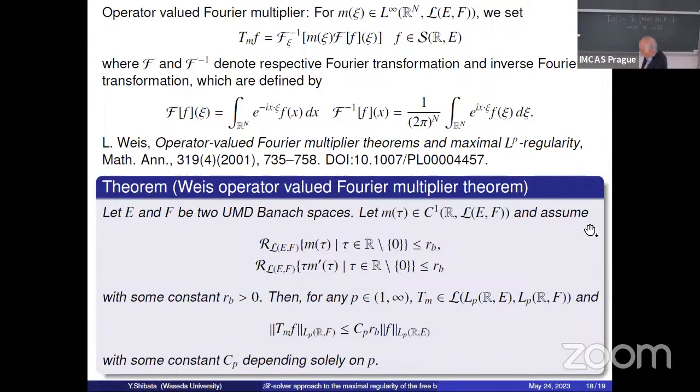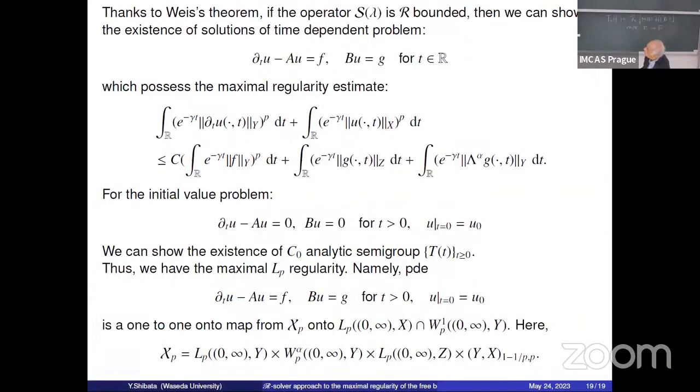Then if you apply this theory to my representation formula, then you have this kind of nice estimate. So this is the end of my story. The end of my story is maybe we apply this estimate to our free boundary problem. Then you can show at least the local well-posedness.